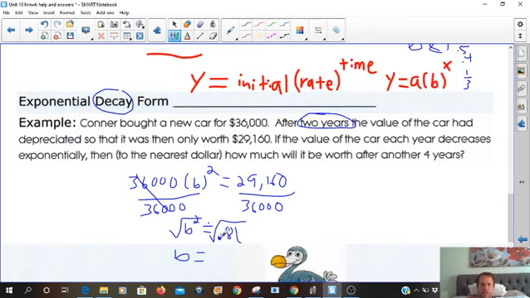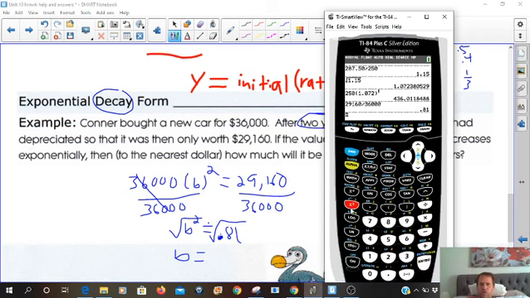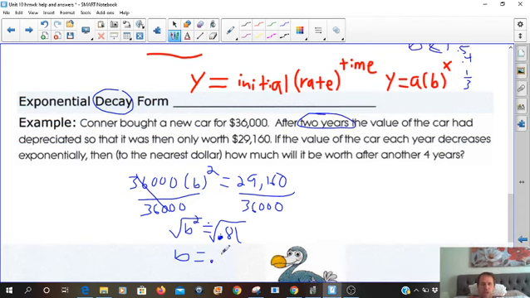Don't forget this is a big old fat decimal there, right? So it is less than 1. So now we're going to go ahead and do the square root of 0.81. And so that gives us 0.9. So b is equal to 0.9, which means that b is less than 1, because 0.9 is 0.90, which is less than 1. So it is definitely decay. Okay, so that's going to be our rate that we figured out. So it's decreasing by 10%, it looks like.